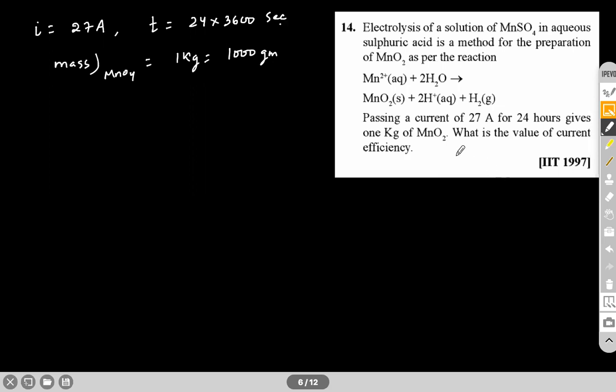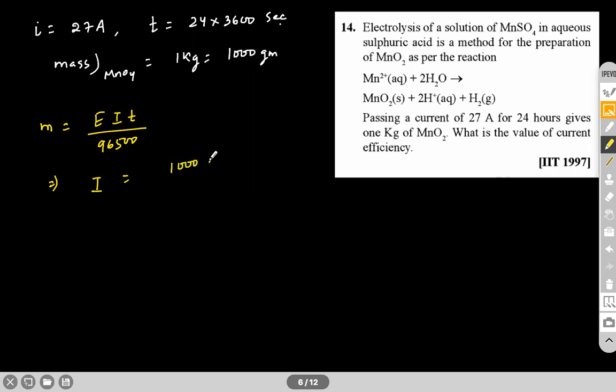Okay, we need to find out the value of current efficiency. For all these things, we know we have to apply Faraday's law of electrolysis. M is equal to EIT by 96500. We'll find out the current for this. What is the current required for this particular mass to get deposited?